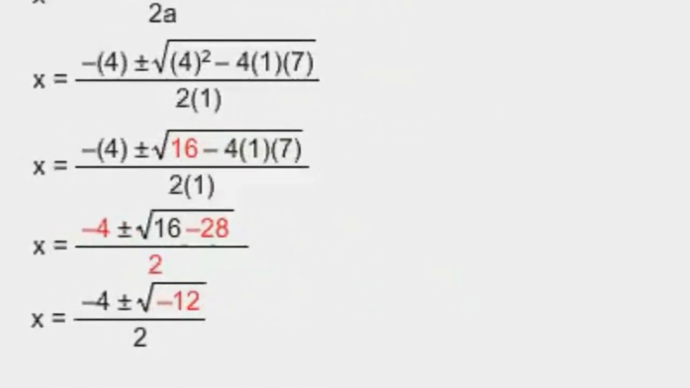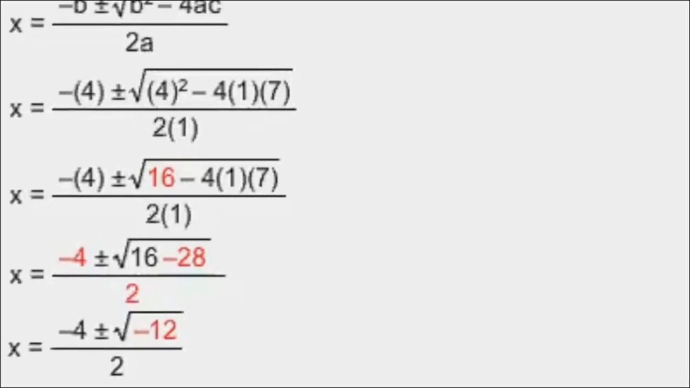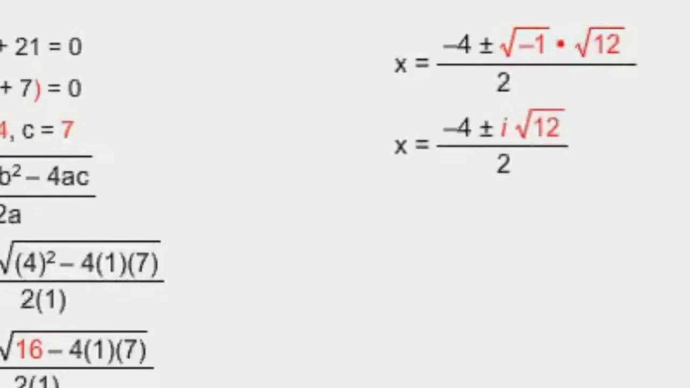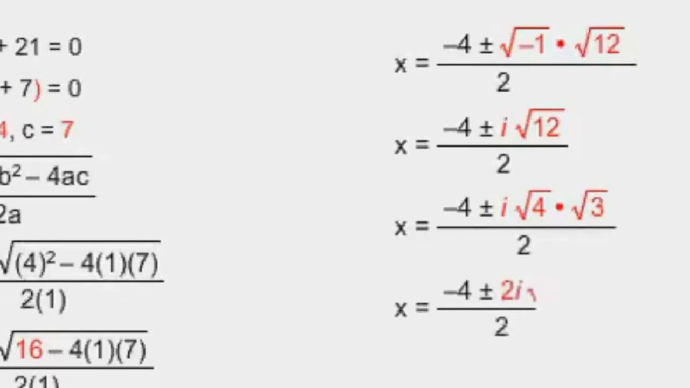Because there is a negative radicand, a negative 1 must be separated to simplify the imaginary number. Square root of negative 12 becomes the square root of negative 1 times the square root of 12. So, x equals the quantity negative 4 plus or minus i square root of 12 all over 2. Continue simplifying the radical. i square root of 12 equals i square root of 4 times square root of 3. So, x equals the quantity negative 4 plus or minus 2i square root of 3 all over 2.